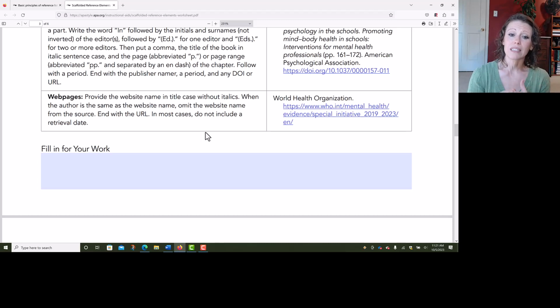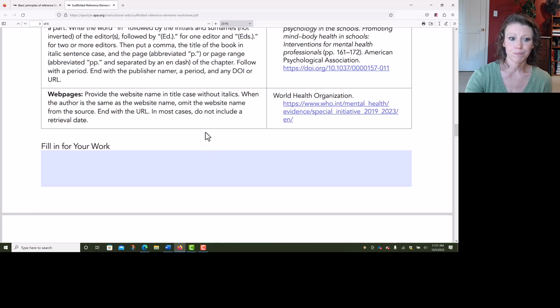For most cases, you do not need a retrieval date. The only time you need a retrieval date is if you are citing something that is likely to change on a very regular and frequent basis. For example, if you are citing today's forecast, that is going to change. You would put a retrieval date. If you are citing today's COVID statistics, that's going to change regularly, frequently, so you would put a retrieval date in a case like that.